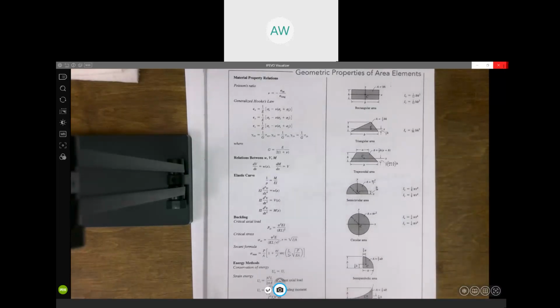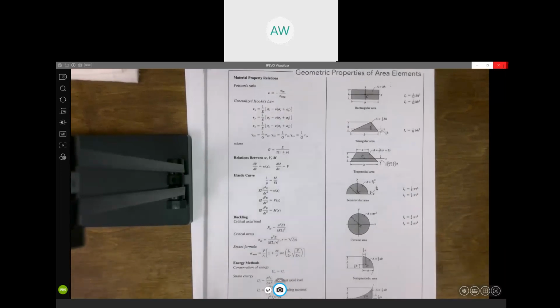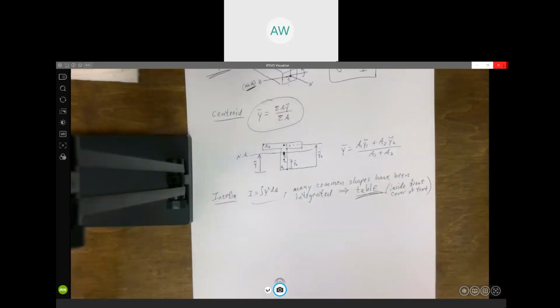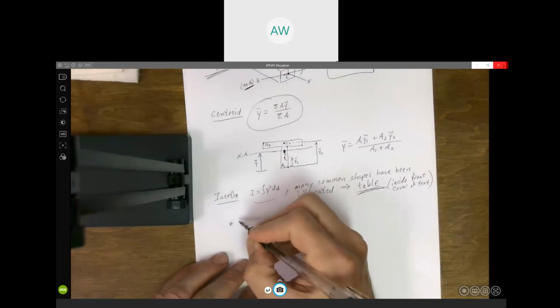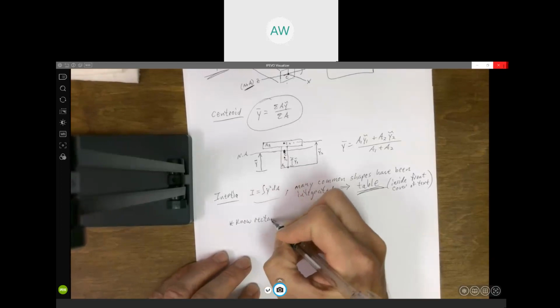And so that resource is available to you when you're working these homework problems. If you have something and you don't know the moment of inertia for a semicircular area, then you can go to this table and find it if you need to. All right. Now, one of those that I expect you to know is a rectangle. So this one I expect you to know without that table.